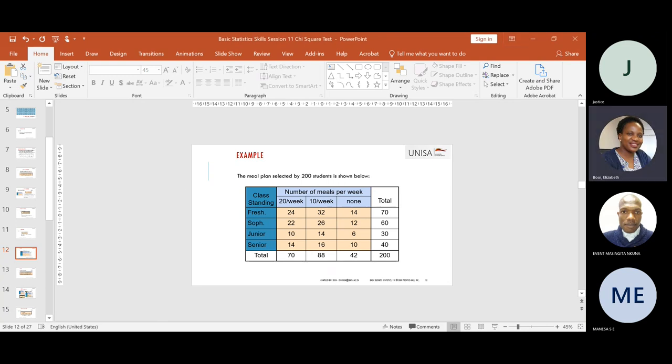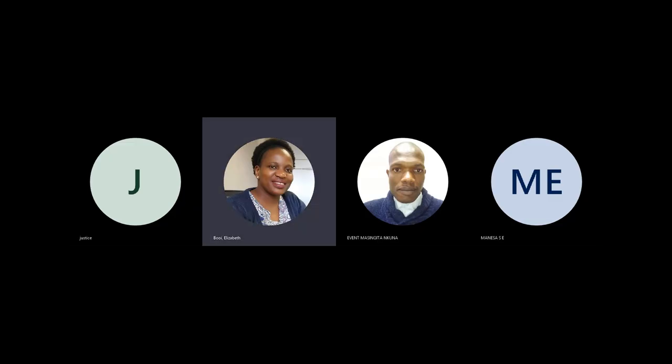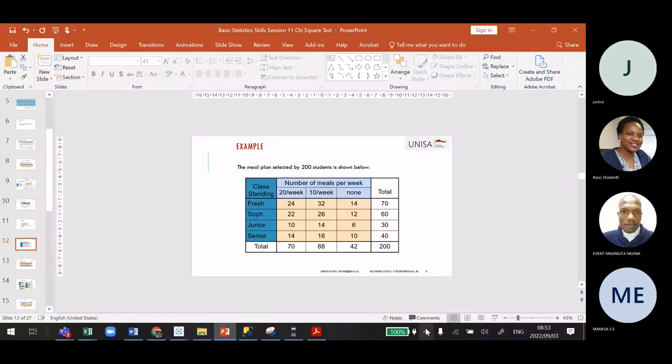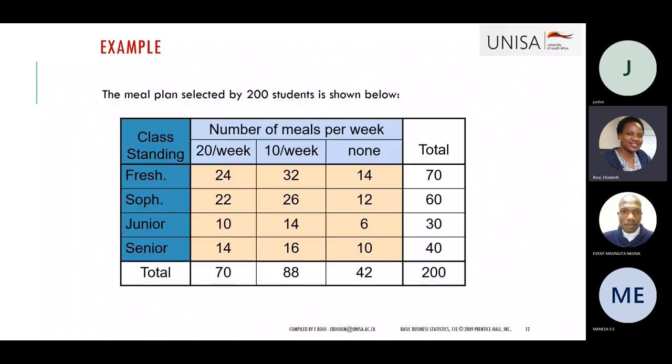So that then we can be able to see everything that I do. I can toggle between. Okay, so now let's look at an example.